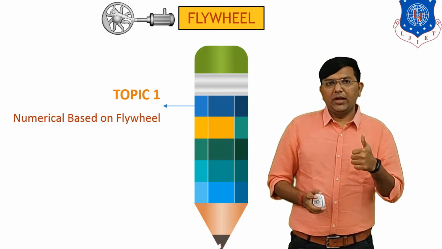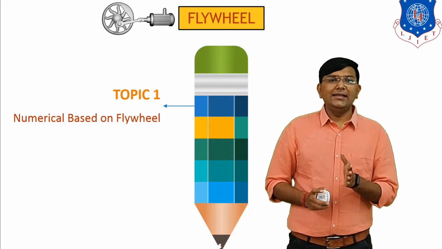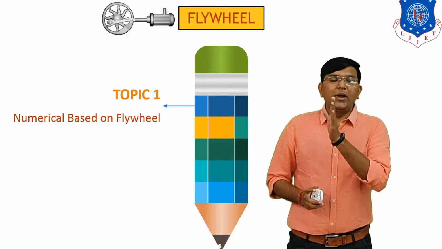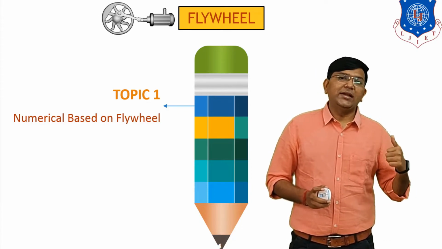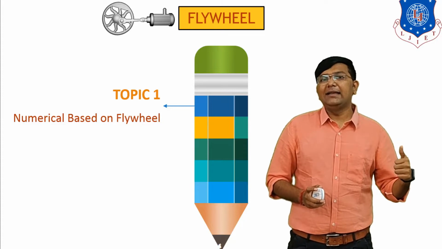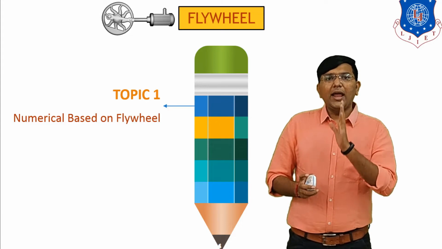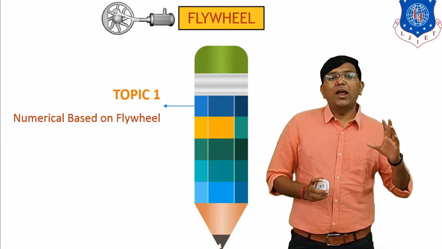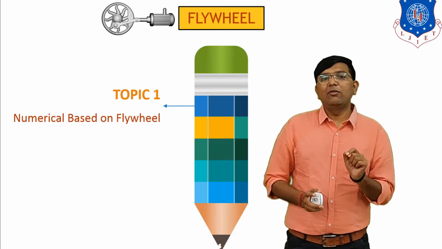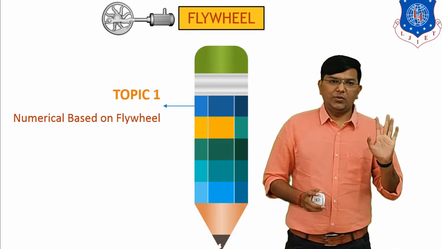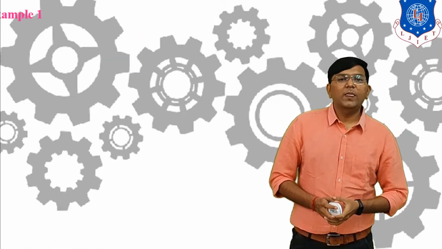Now the second equation for the maximum fluctuation of energy, delta E is equal to I omega 1 minus omega 2. And the third equation, delta E is equal to 2E Cs, where E indicates energy of the flywheel. Now the flywheel is in rotating motion, so the equation for rotating motion is E is equal to 1 by 2 I omega square. So now we start to solve one numerical based on flywheel.